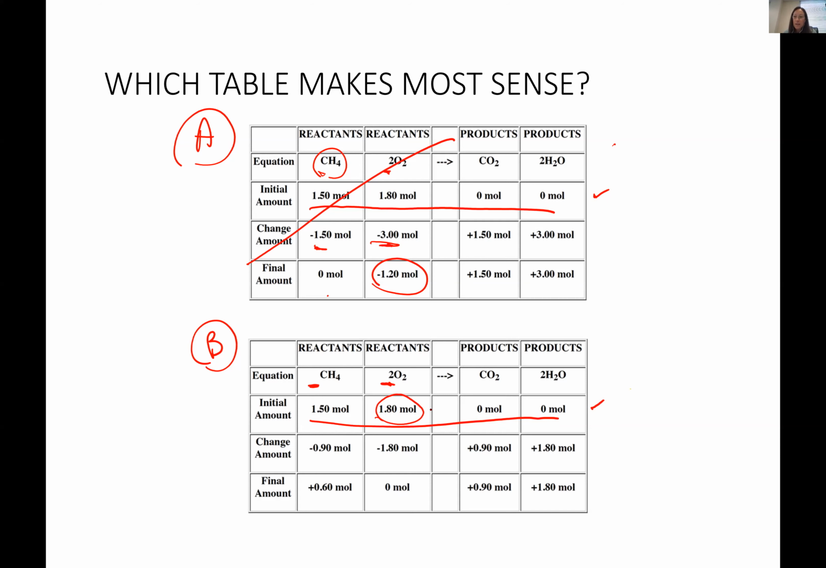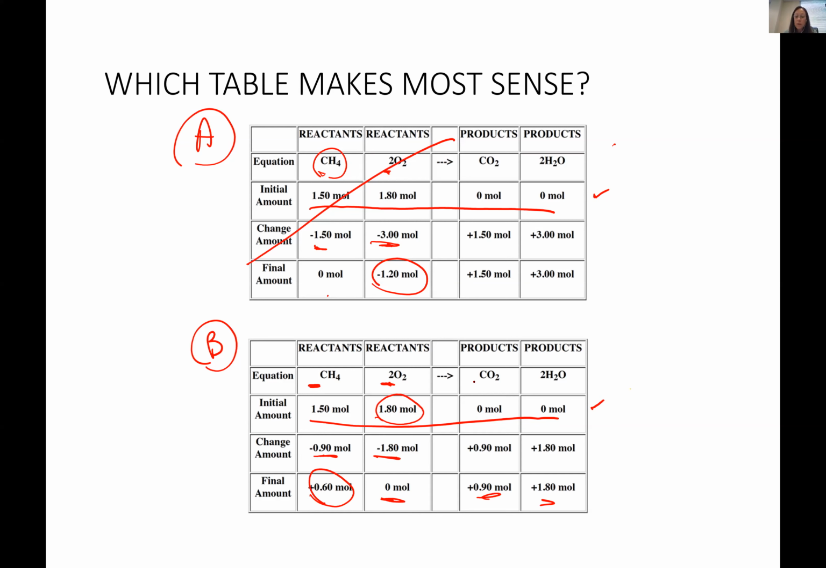So 1.8, half of that is 0.9. You're going to have some leftover methane and you're going to have no oxygen left over. And then you use the ratios to figure out these two products. So for every 1 methane, you can make 1 carbon dioxide. So if you're going to lose 0.9, you're going to make 0.9. For every 2 oxygens, you're going to make 2 waters. So if you're going to lose 1.8 moles, you're going to make 1.8 moles because their coefficients are exactly identical.